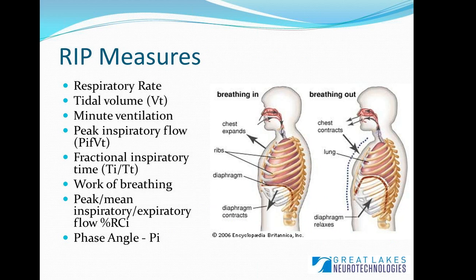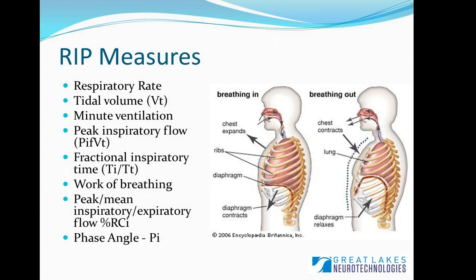So what types of things can you measure with a RIP belt? Of course, respiratory rate is a very common measurement, looking at the number of breaths that occur per minute. Tidal volume is another common measurement, and this is just the volume that occurs with inspiration and expiration.